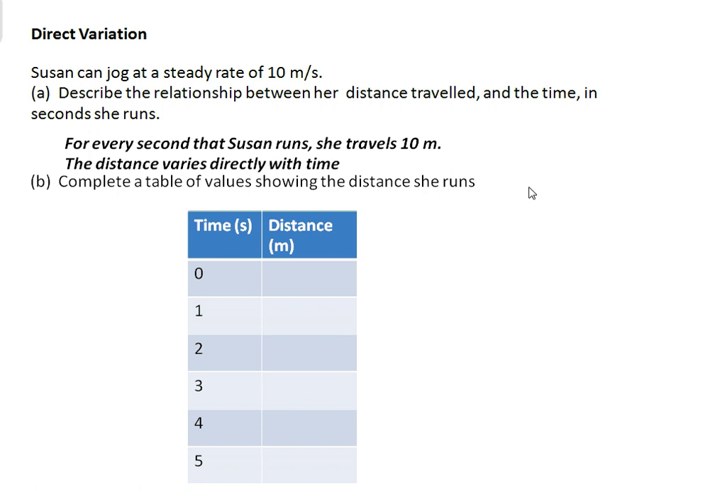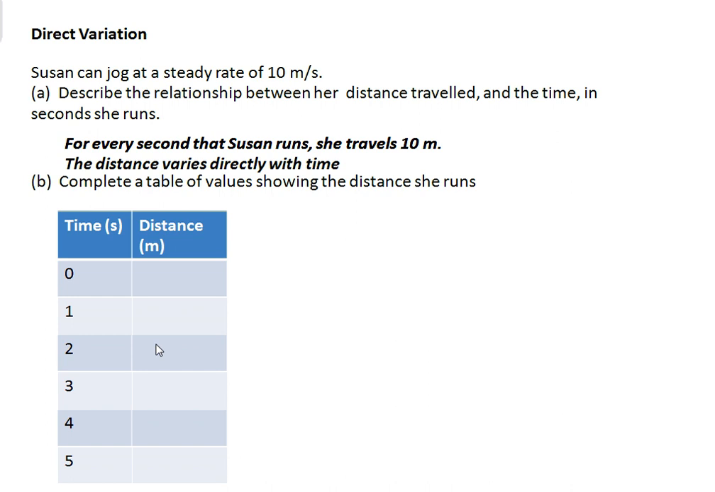So part B of the question is asking us to complete a table of values showing the distance that she runs. We set up our table of values. Time, being our independent variable, is on the left-hand side, and distance, which depends on time, is on the right-hand side of our table of values. We list independent values of time from 0 to 5. I just chose those arbitrarily. You could go up much higher, but we obviously cannot have negative values of time.